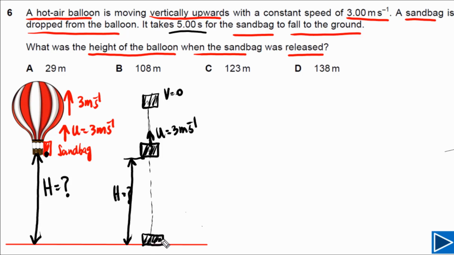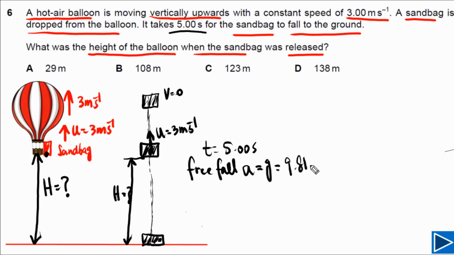So let's say it hits the ground at this point. The total time taken from when it is released from the balloon, to go up and to reach the ground, is also given. That time is 5.00 seconds. As this sandbag is in free fall, it simply means that the only force acting on it is gravity. So the acceleration of this sandbag is equal to 9.81 meters per second squared, and that acceleration is downwards because gravity is pulling the sandbag downwards.